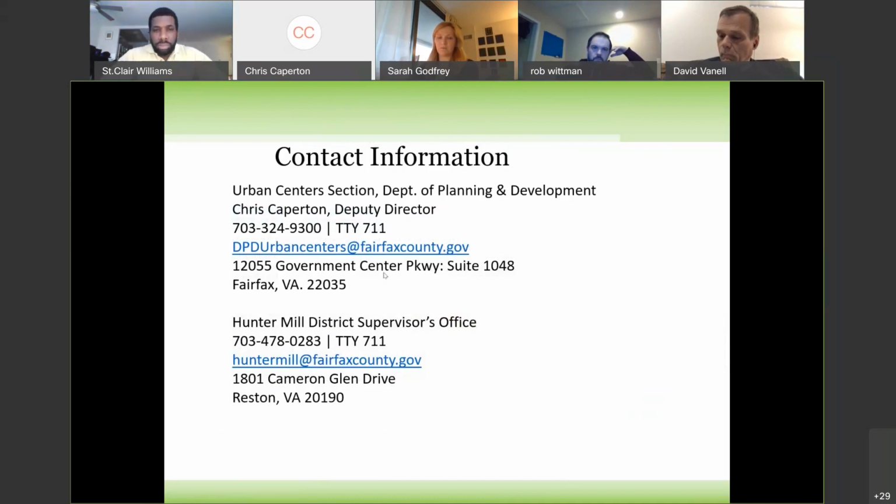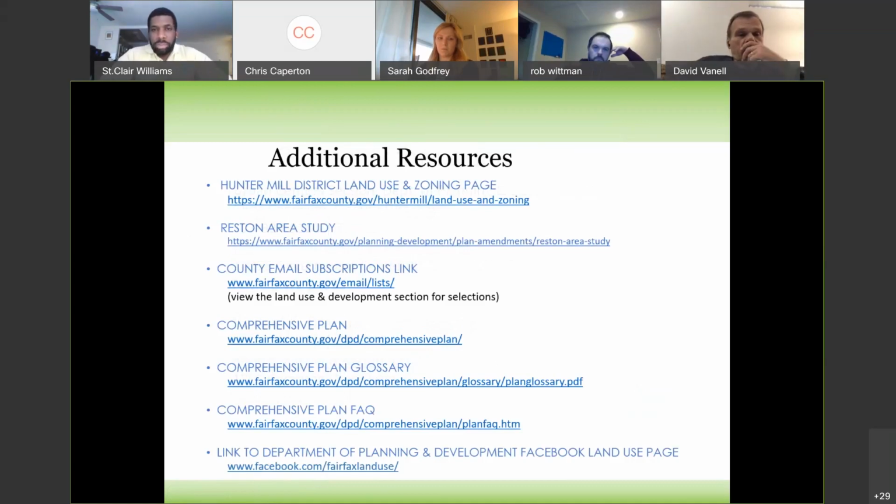So you see telephone numbers, contact emails, including a Department of Planning and Development Urban Centers email that can be used specifically for questions about the Reston project as we move forward. And then we'll also have another page that has resource links. Obviously this is a list that will grow, but the second bullet is the Reston Study Area plan amendment page on the DPD website, and it will also link to our Urban Center section website, where we'll have additional information about the Reston project, always in coordination with the Hunter Mill District's land use and zoning page as well.